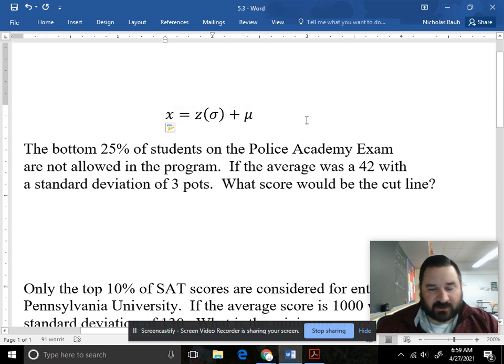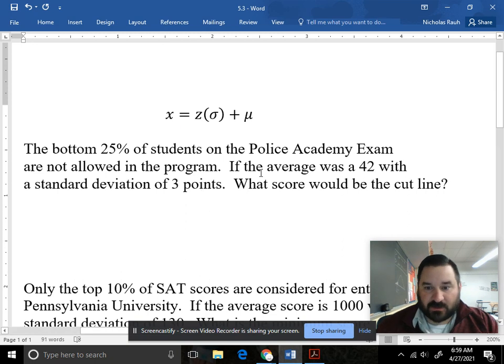Again, if you ever want to look at the algebra of that, let me know. So again, same formula, just manipulate it around. So problems are going to sound like this. The bottom 25% of students on a police academy exam are not allowed in the program. So they're getting cut. If the average was 42 on a test, a quiz, with a standard deviation of 3 points, what score would be the cut line? Basically, what do you have to score to make it to the next process?